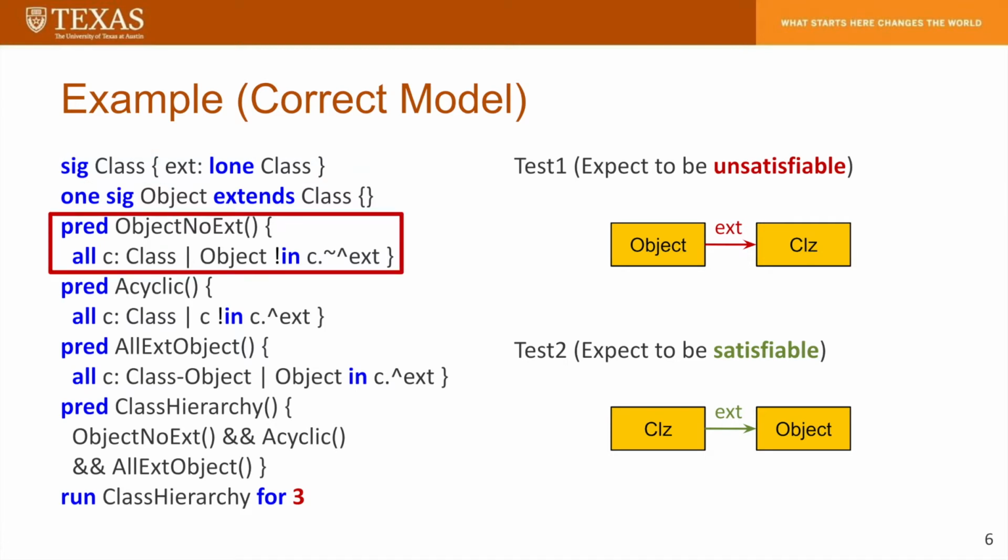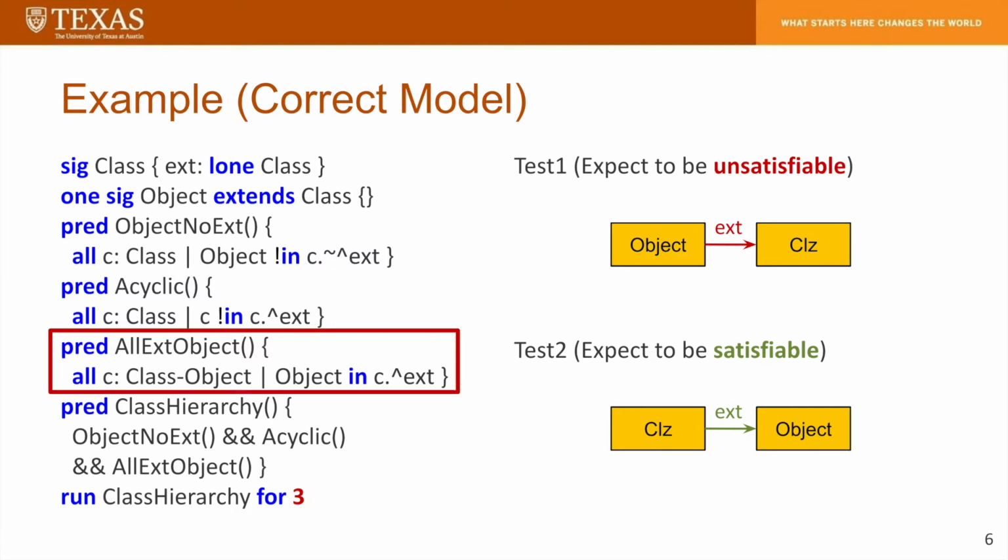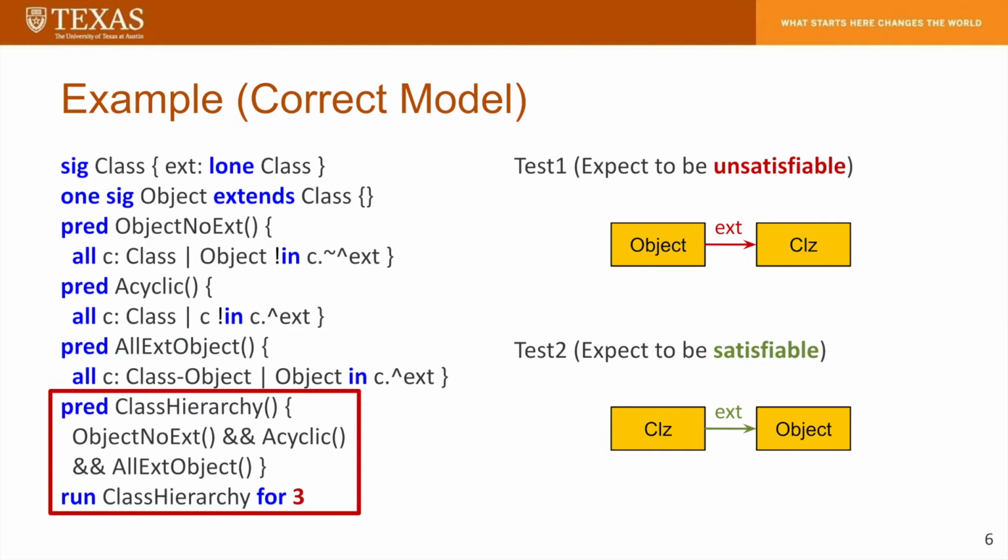The predicate object no extension specifies that the object class should not be a subclass of any other class. The cyclic predicate specifies that the class hierarchy cannot have loops. The all extend object predicate specifies that any class that is not the object class must transitively extend the object class. Finally, the predicate class hierarchy joins all the previous predicates, and we run this class hierarchy predicate for up to 3 atoms for each signature.